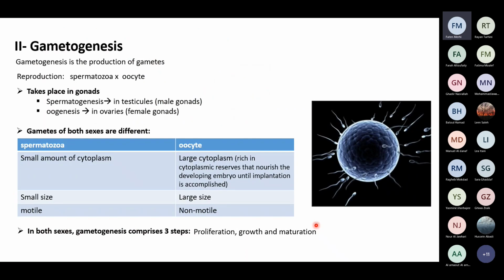Now we will move to the second part of this chapter to talk about the gametogenesis. As we have said, the gametogenesis is the process of production of gametes. The gametes are either spermatozoa for the male, and oocytes or ootids for the female, the eggs. Okay. For the reproduction to take place, we need a fusion between the two gametes, the spermatozoa and the oocytes. Okay, and the gametogenesis takes place in the gonads, which are the testicles in the case of the male and the ovaries in the case of the females.